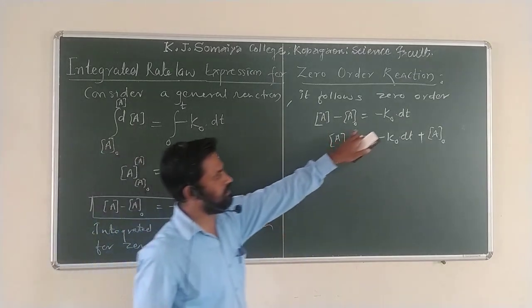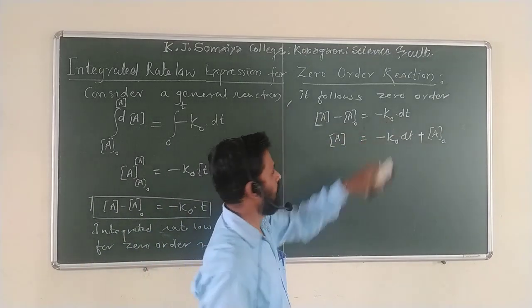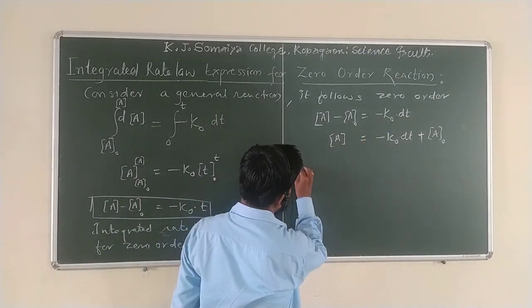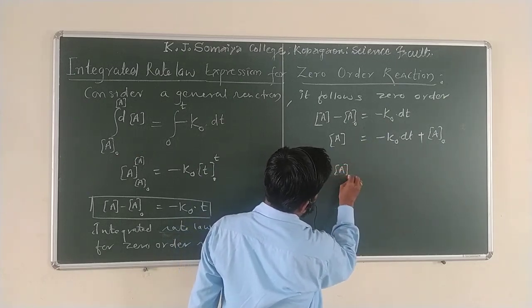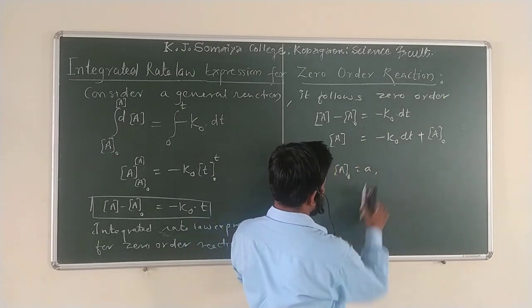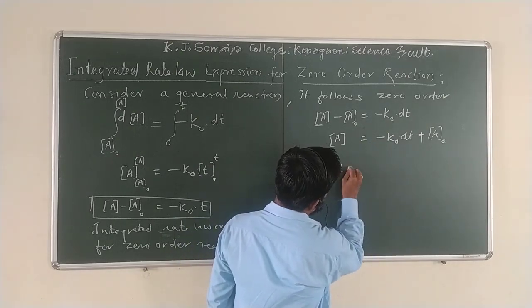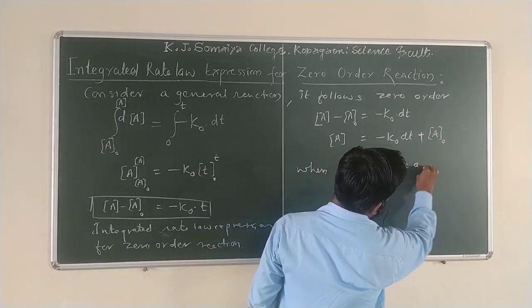Now with this equation, we can find the rate constant for zero order reaction. How? Let us consider when concentration of A0 is equal to A, or we can say when t equal to 0, concentration of A0 becomes A.